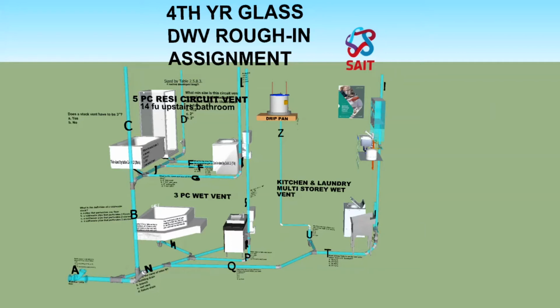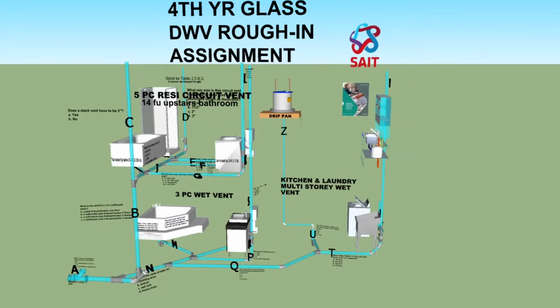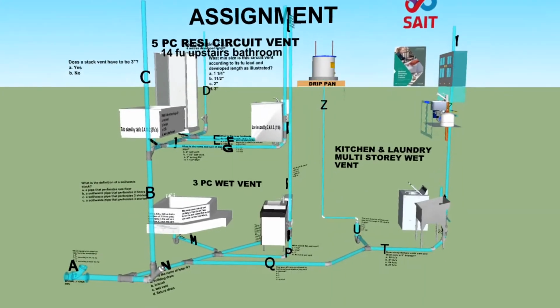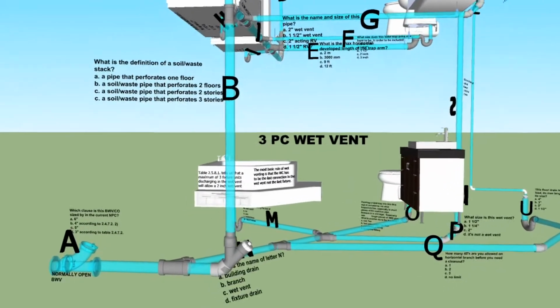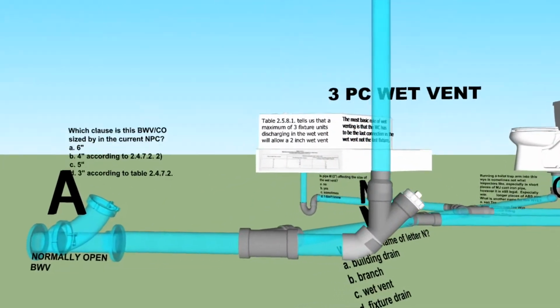The following animation was done in 3D SketchUp. This is to assist you in residential circuit venting and various forms of wet venting. So let's start off with question A.